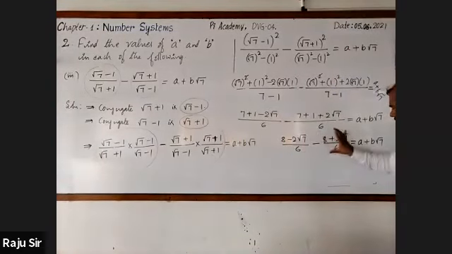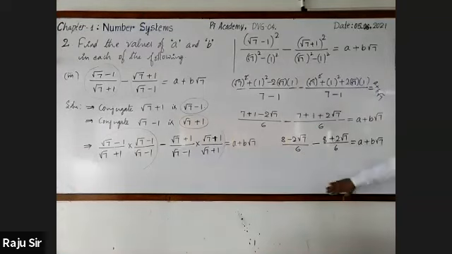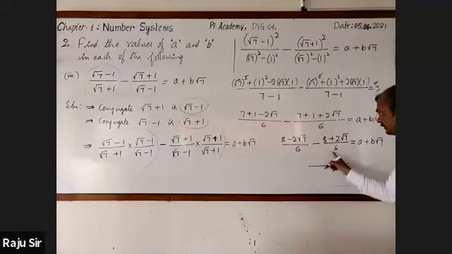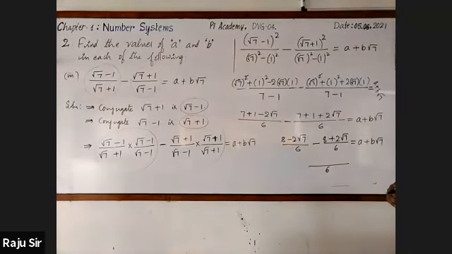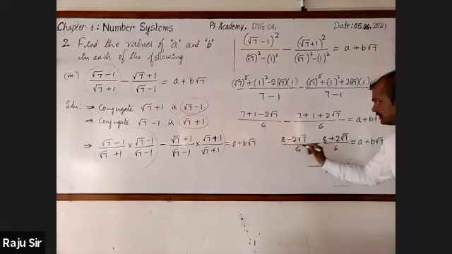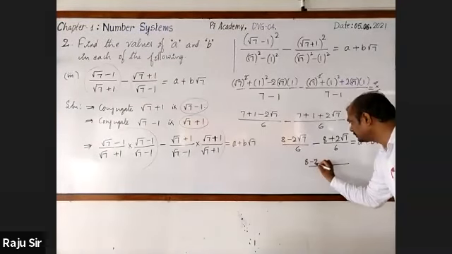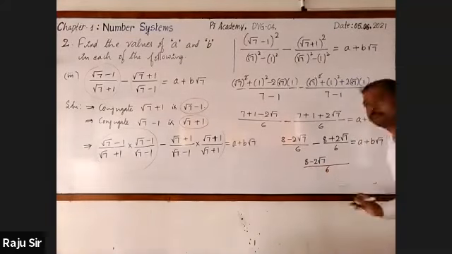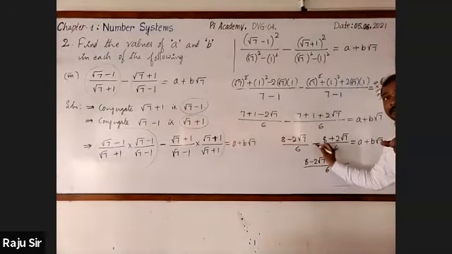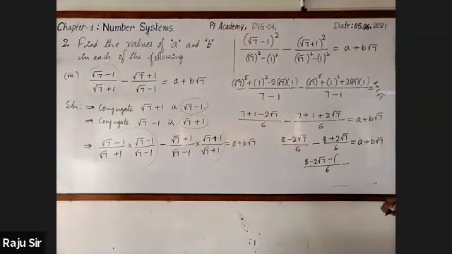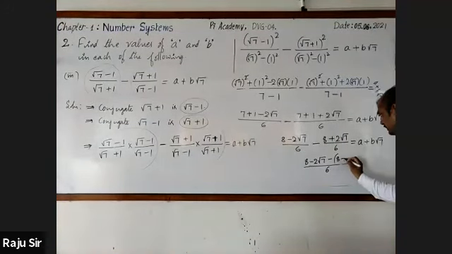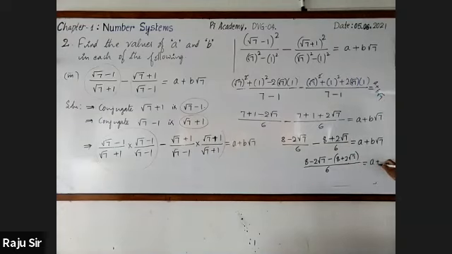Here one fraction, here is one fraction. Hence, let's go for simplifying this by taking LCM. Denominator terms are the same, so we can write just 6. Numerator terms as it is: 8 minus 2 into root 7. You put the minus sign, it's very important. Minus of 8 plus 2 into root 7. This is equal to a plus b into root 7. Copied?